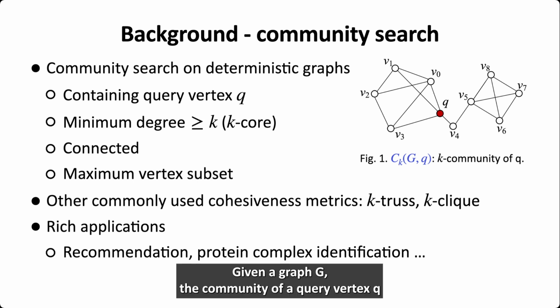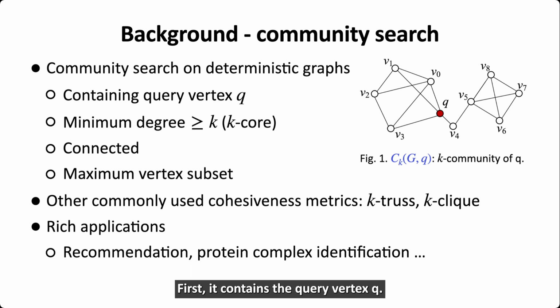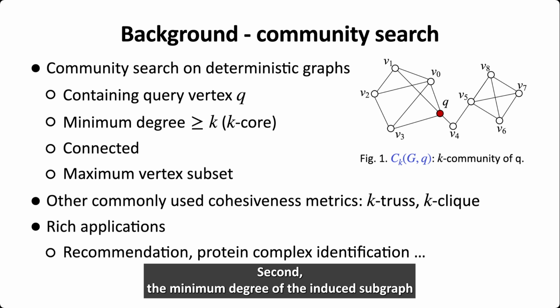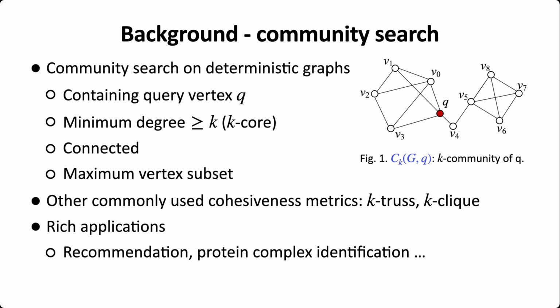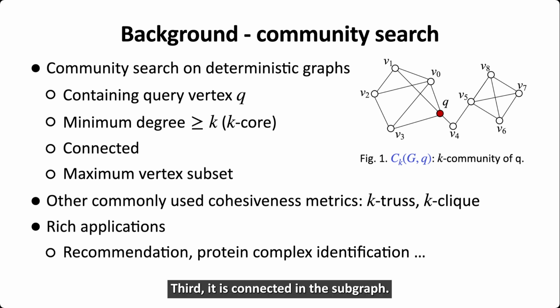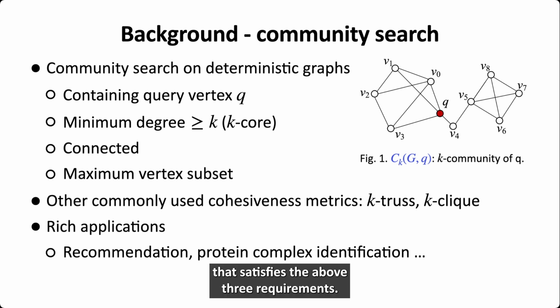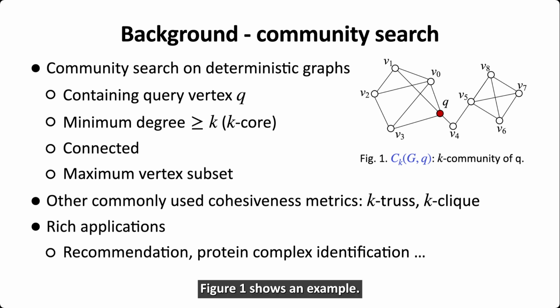Given a graph G, the community of a query vertex Q is a vertex subset, which has four requirements. First, it contains the query vertex Q. Second, the minimum degree of the induced subgraph is not less than k, which means it is a k-core. Third, it is connected in the subgraph. Finally, it is the maximum vertex subset that satisfies the above three requirements. Figure 1 shows an example. It is called a k-community of Q.